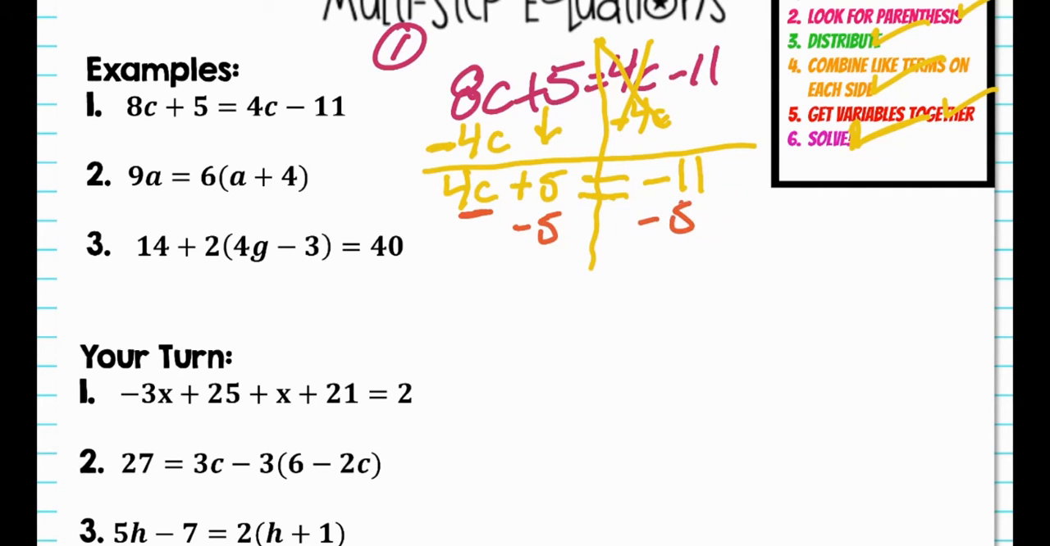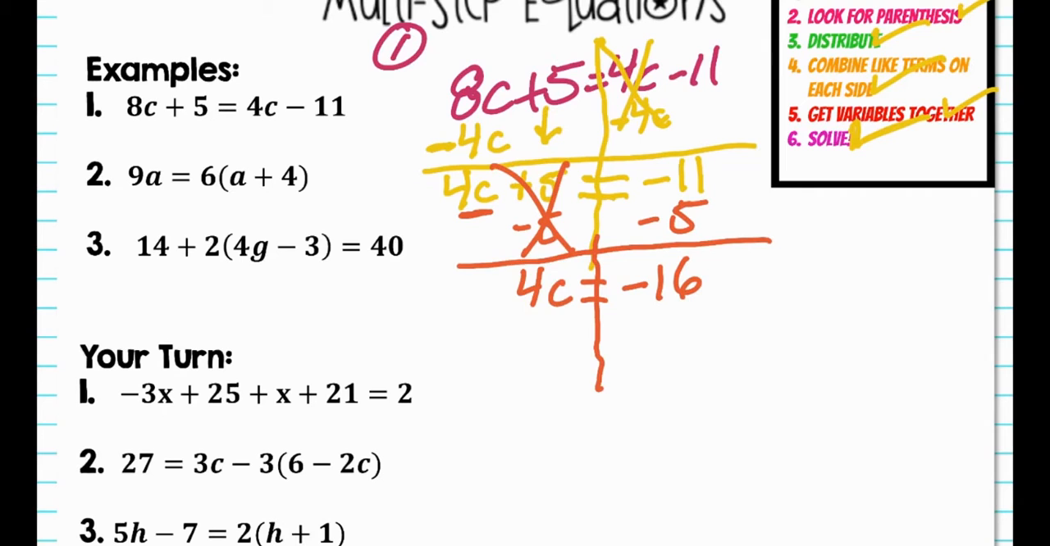Remember, whatever you do to one side, we still have to do it to the other side. Okay, so plus 5 minus 5, that becomes 0. That's awesome. I'm going to extend my line. So now I just have 4c on this side. Well, what is negative 11 minus 5? Well, that's negative 16. You see how I'm getting closer and closer?